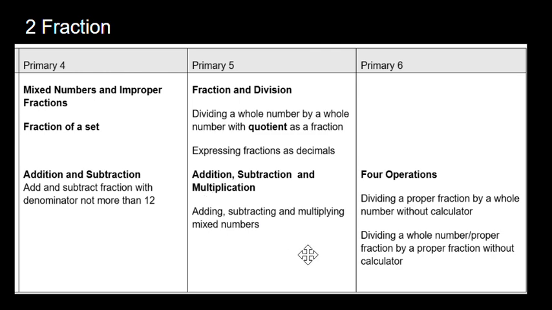By primary 6, they will divide a proper fraction by a whole number without using a calculator, and divide a whole number by a proper fraction, or a proper fraction by another proper fraction, without a calculator as well. This means that they can do things like half divided by 4 without using a calculator. So this is under fractions.